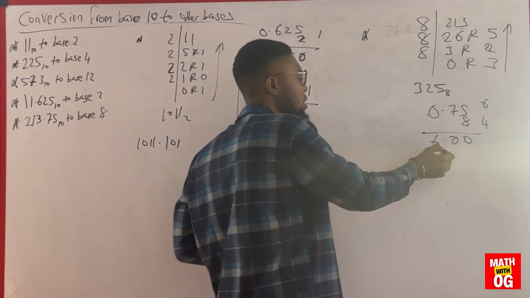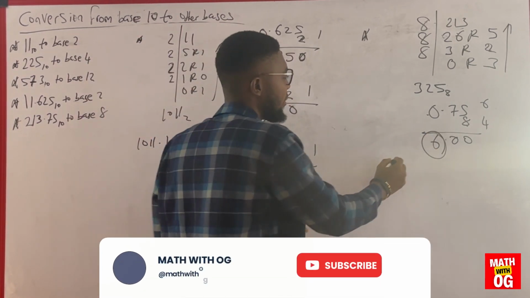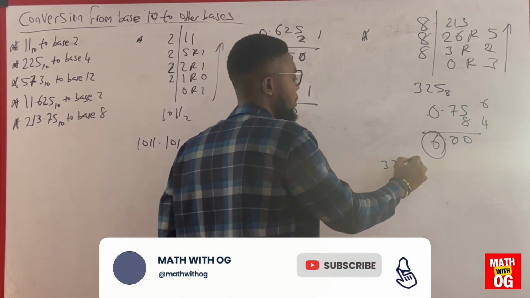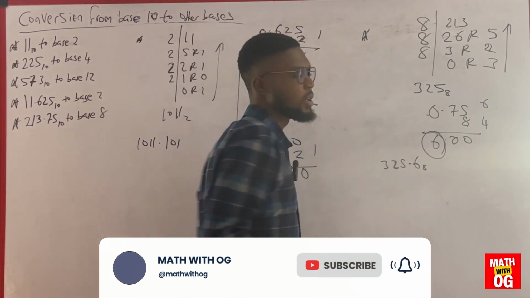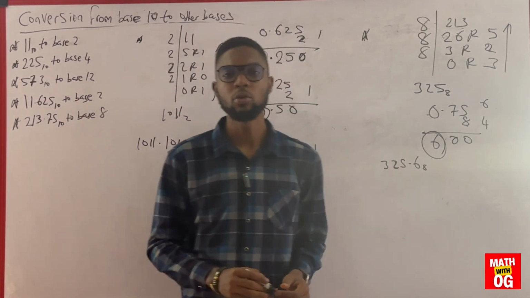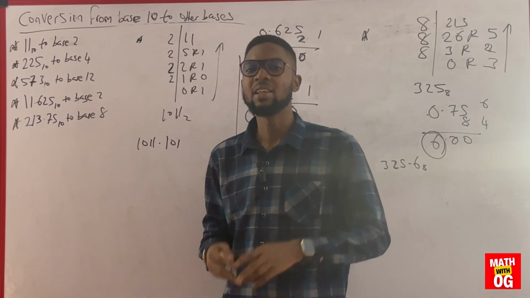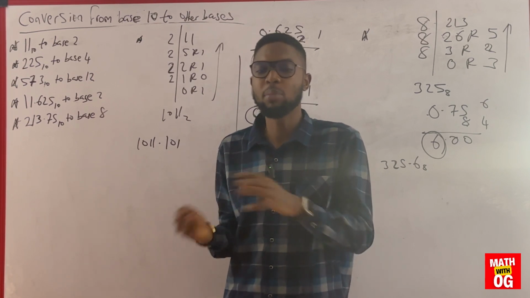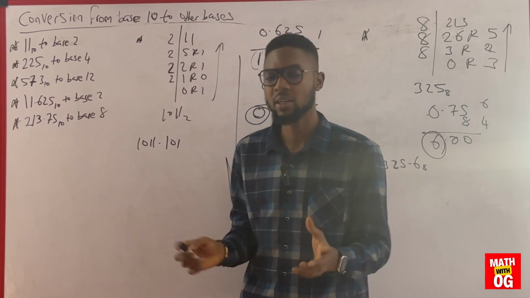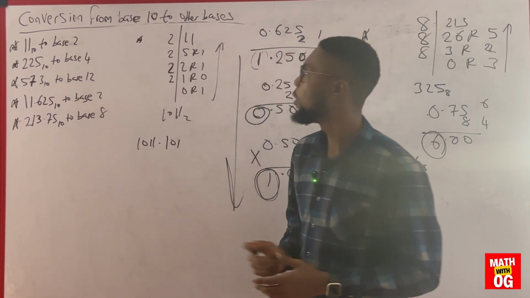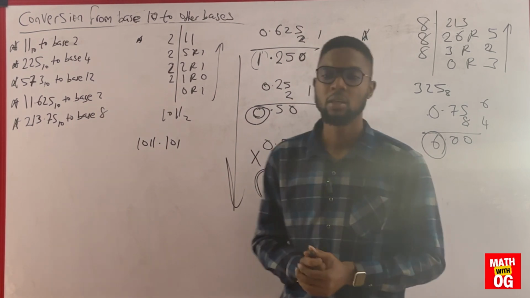So this is the part we need, which is the whole number part. My final answer will be 325.6 in base 8. As you can see, the values we got when we converted from a particular base to base 10 are the values we get when we convert back to the original values. We are getting exactly the same answer. So that is all for conversion from base 10 to other bases.